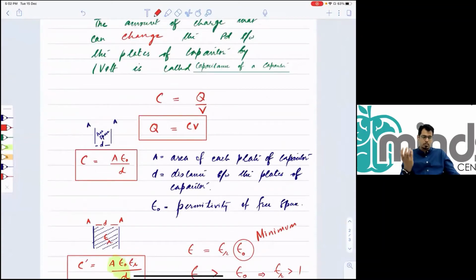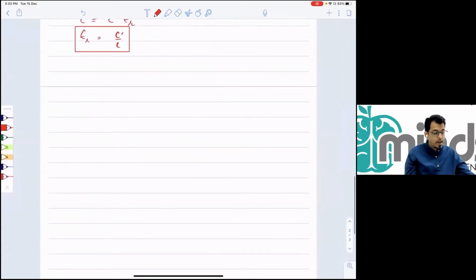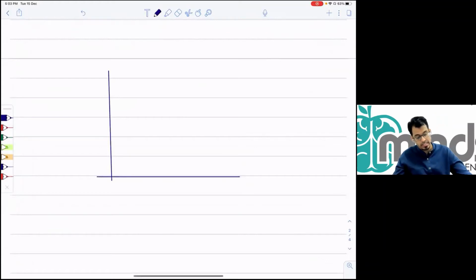What is a capacitor? A capacitor is a device which is used to store electric charge, electric energy in fact. Now, how will you calculate that amount of energy? That is pretty simple. If I plot a graph between charge and potential difference, what kind of graph are you people expecting between Q and V?